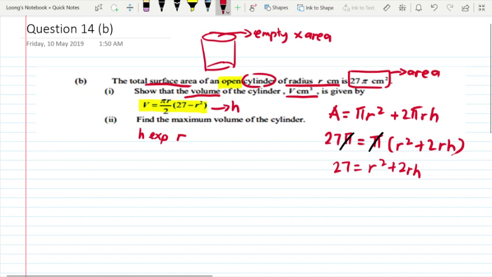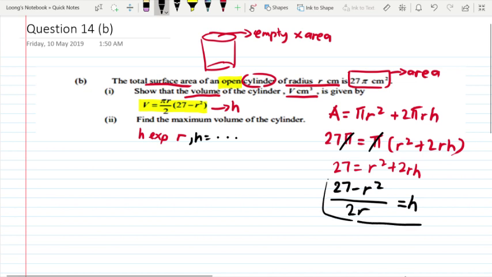So we need to move all those, we need to make it into h equals to something, and (27 minus r²) divided by 2r is equal to h, and this is the value for h. And now we can start.